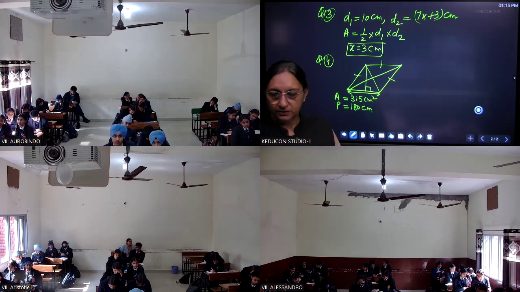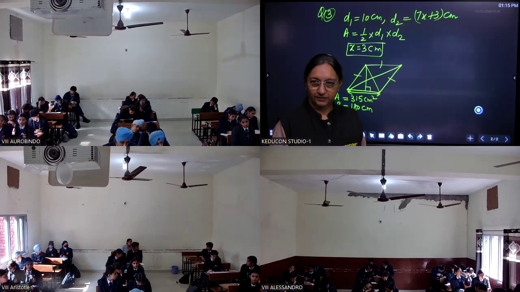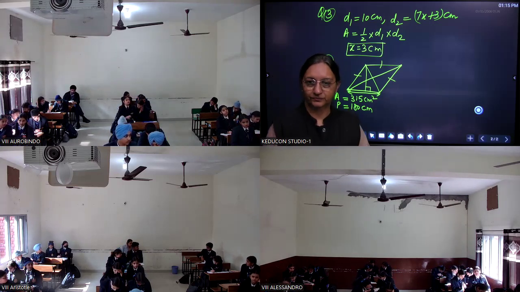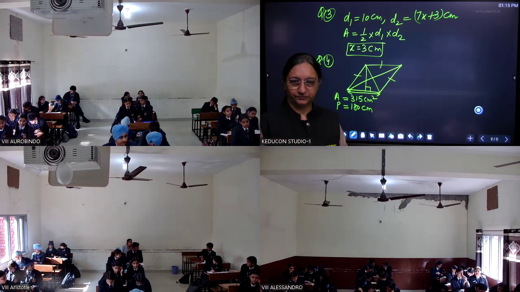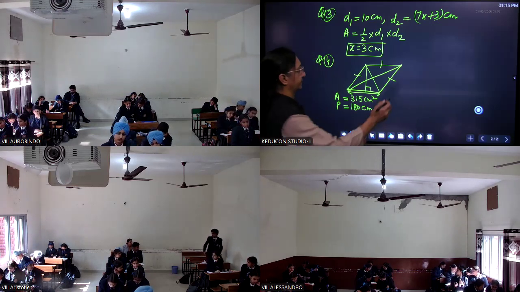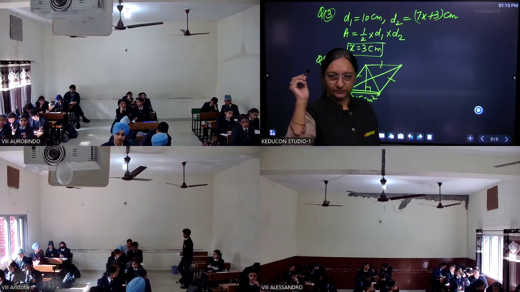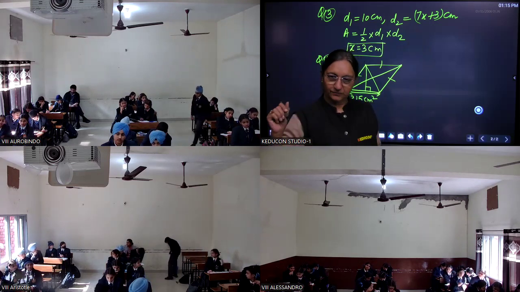Ma'am, area we know, and the perimeter of a rhombus is 4 into s. So, ma'am, we can find the s. And the sum of parallel sides is 2s. And then we will solve it by half into x into 90 equal to 315. Answer will come, ma'am, 7.